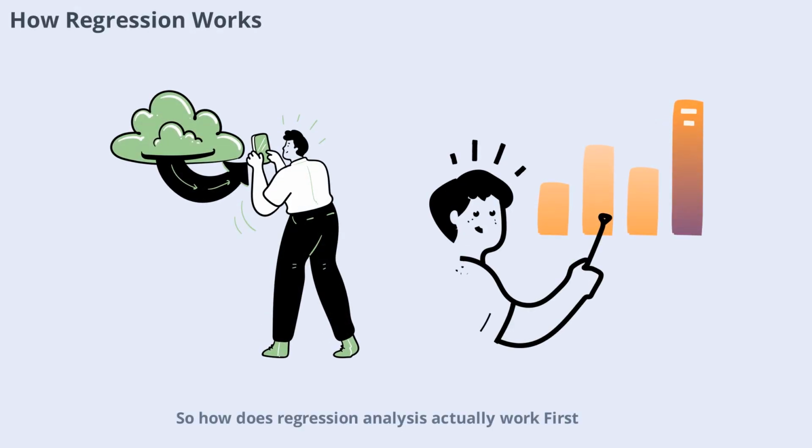How does regression analysis actually work? First, you collect data for your variables. Then you plot the data on a graph to see if there's a pattern. The regression method calculates the best fitting line through the data points. This line helps you predict future values. The closer the data points are to the line, the stronger the relationship. If the points are scattered, the relationship is weaker. It's a visual and mathematical way to understand connections in your data.